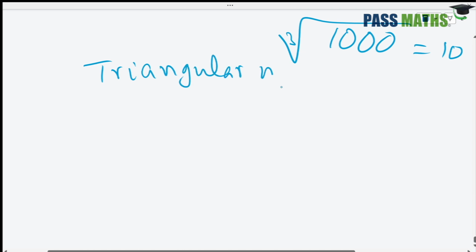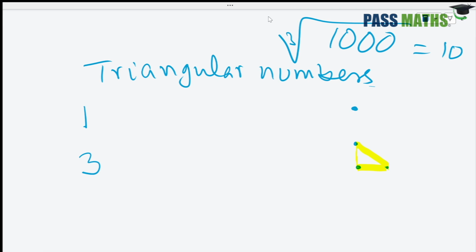Triangular numbers. So what happens? They make triangles. Like 1 is the first triangle number. So 1 is just 1. Then comes 3. Look, it makes a triangle. Let's add numbers here, dots here. So this time 1, 2, 3, 1, 2, and 1. That makes another triangle.